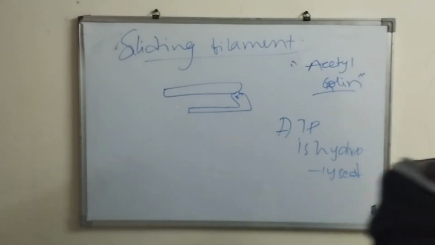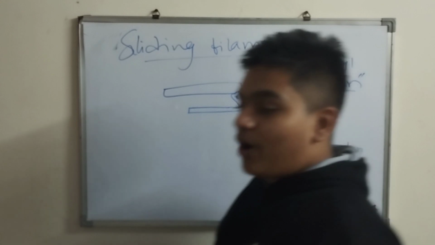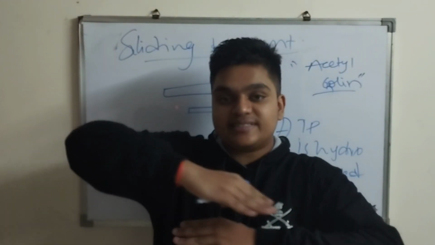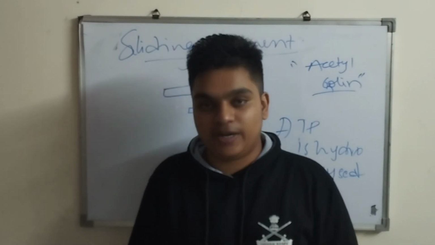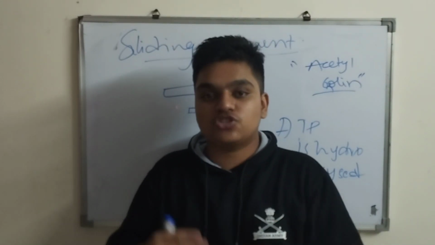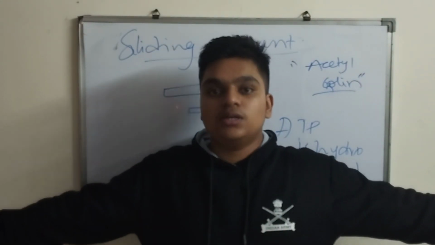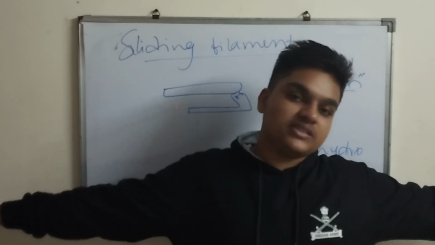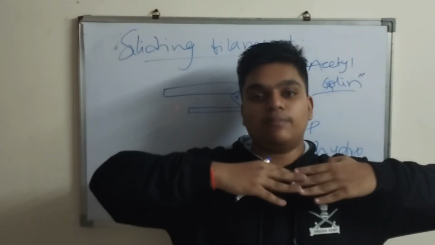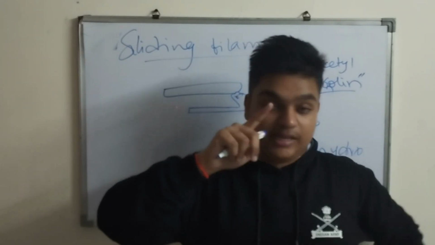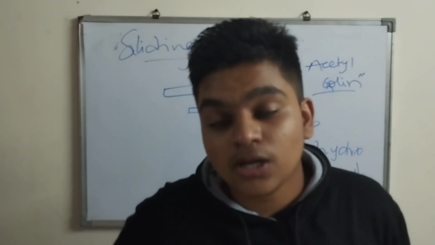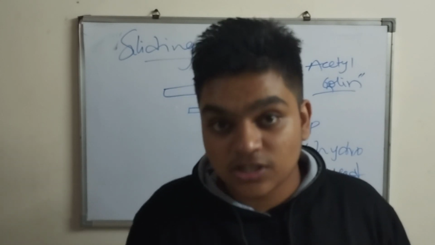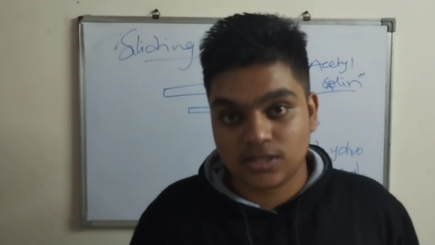Why are we calling this the sliding filament theory? Here, what is happening? The actin filament is sliding over the myosin filament. The thin filament is sliding over the thick filament. The A band remains the same, the H zone disappears, the I band remains the same, the I bands come close. The length of the filaments does not change, but the band length changes.